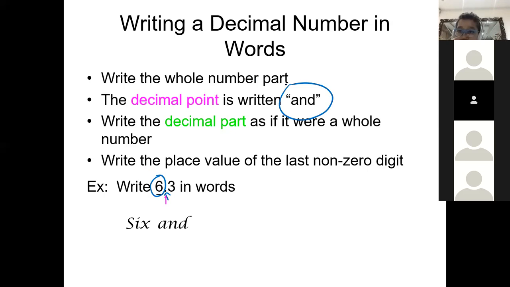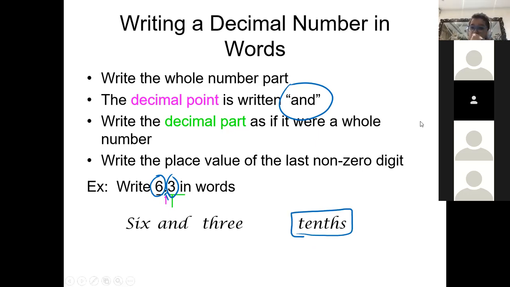Yes. And. Now, what is the decimal part? 3. So we have to say 3 now. We still have just one step. What is the place value of 3? Bravo! So we have to say 3 tenths. That's it. So in order to write it in letters, we write 6 and 3 tenths. Don't forget to say tenths.